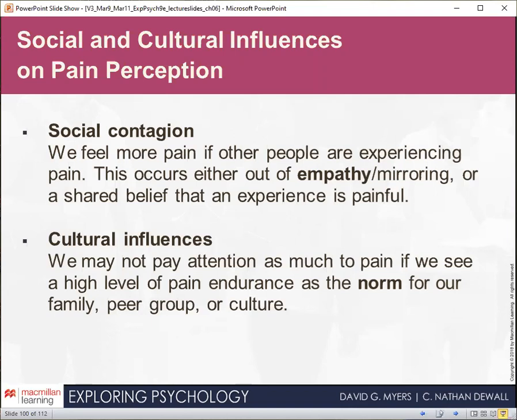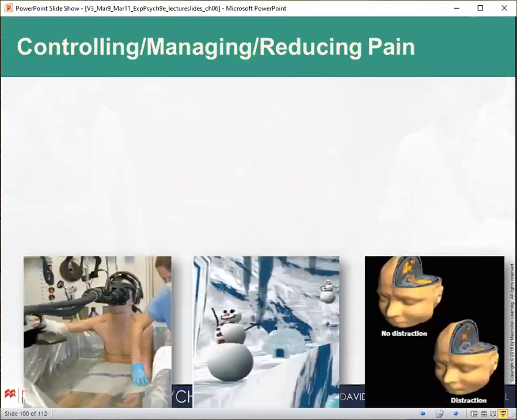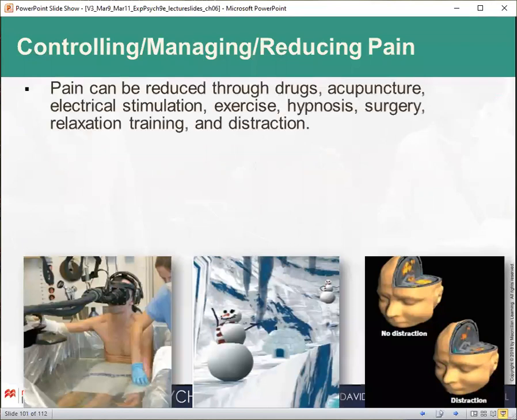You'll probably act in a way that is normal for that particular culture or for a family. Some families don't share pain. They go about with a stiff upper lip and all. But the idea is that these things will influence your pain perception. So these early factors will have a play. Controlling, managing and reducing pain.